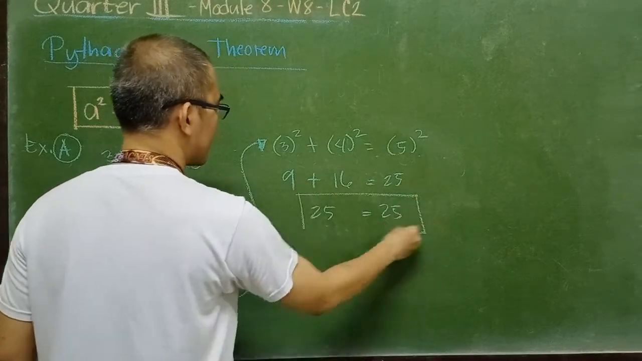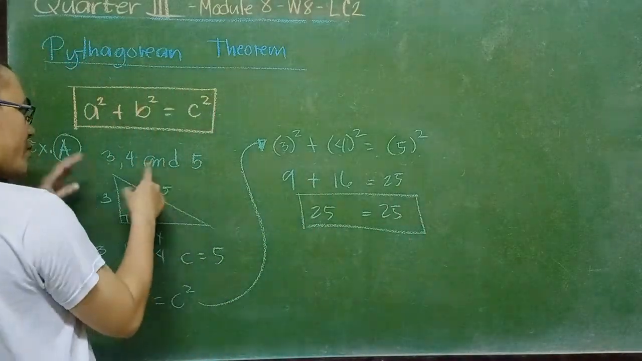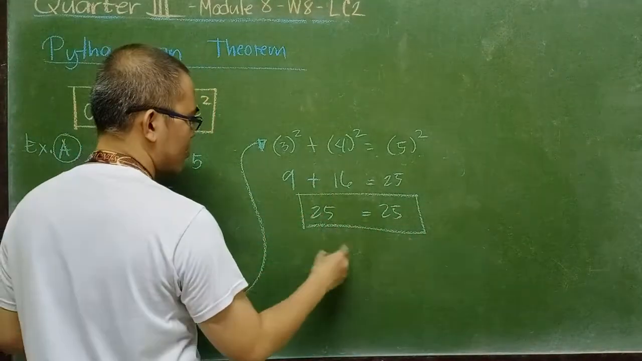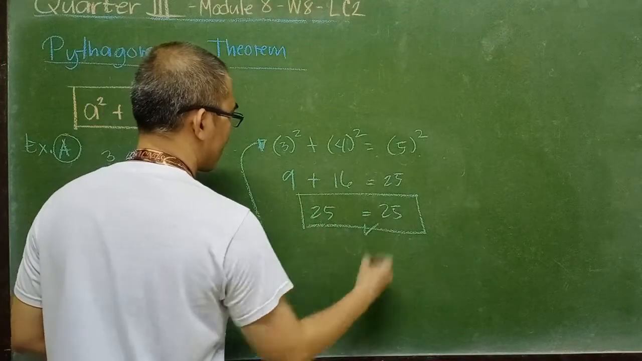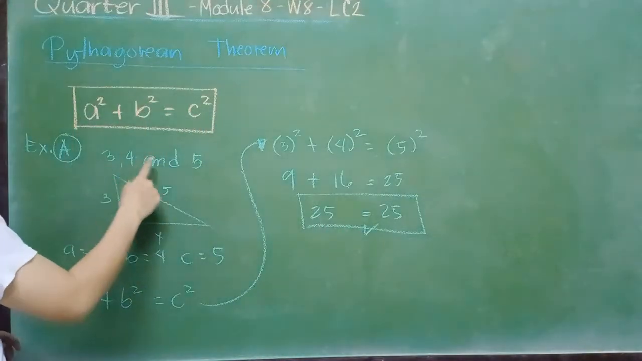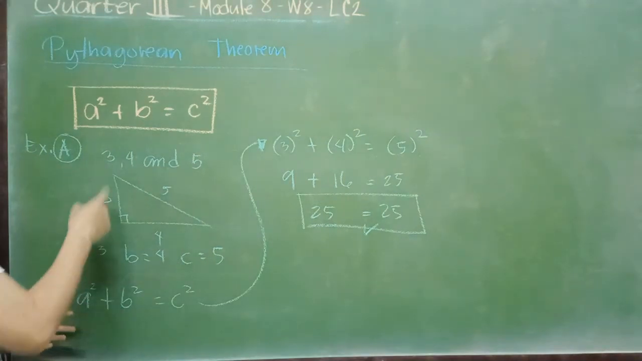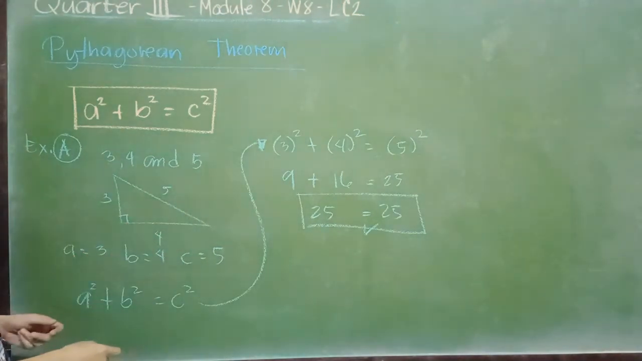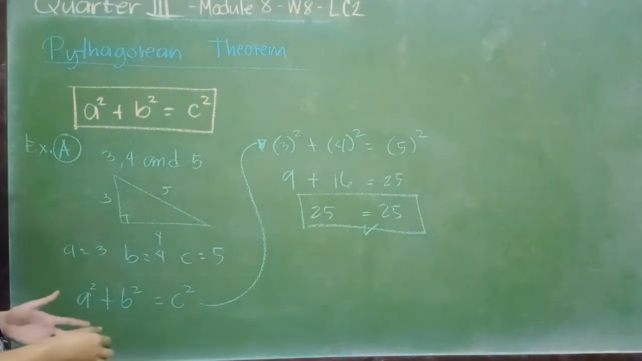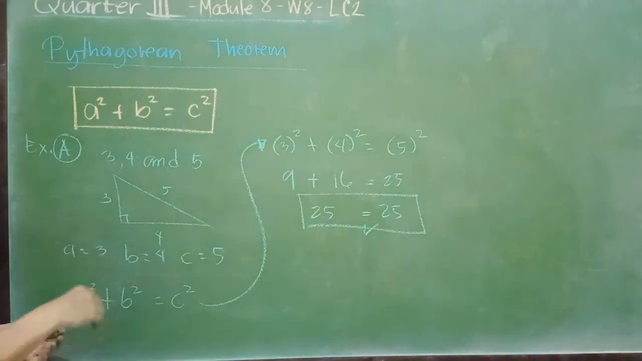Now, if this number satisfy this condition na dapat equal yung dalawang sides, ibig sabihin, yung 3, 4, and 5 siya tinatawag natin Pythagorean triples. So 3, 4, and 5 Pythagorean triples sila. So marami pang ibang Pythagorean triples na pwede mong gamitin for as long as positive integer numbers sila.